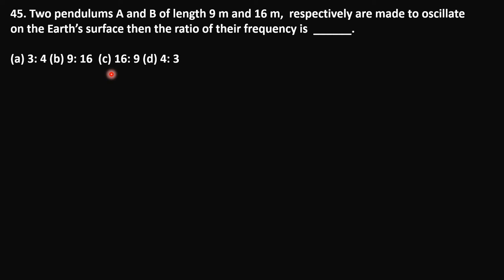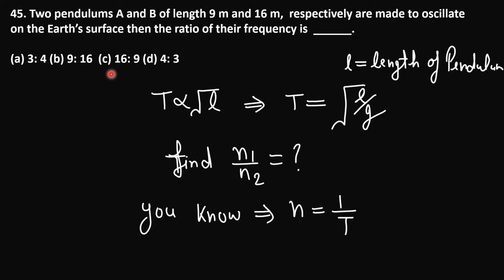Okay, now you have to calculate the ratio of the frequencies. You know that time period is the reciprocal of frequency, and from the laws of simple pendulum, you know that the time period is only dependent on the length of the pendulum. Okay, so from here you will get a formula that T is equal to 2π under root L upon g. g is constant for both. So if you take the ratio, g will cancel out.